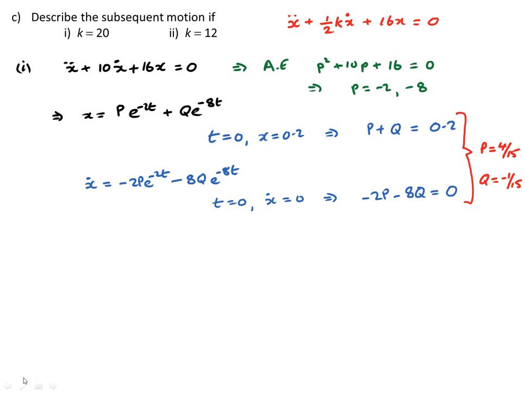So the solution of our equation is x equals 4/15 e to the minus 2t, take away 1/15 e to the minus 8t, which can be rewritten if we take out a common factor of 1/15 e to the minus 2t. We see that we've got 1/15 e to the minus 2t times (4 minus e to the minus 6t).